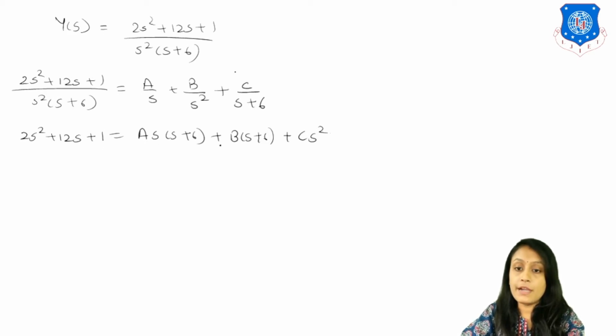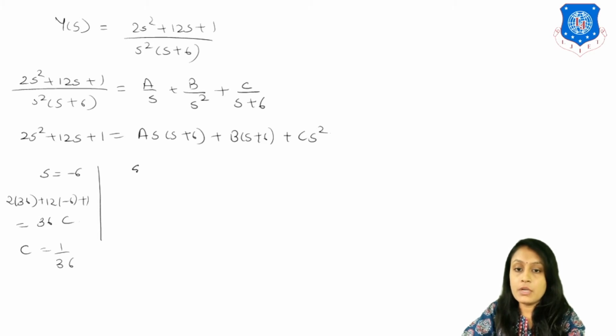Now we know how to find the values of A, B and C. If you substitute s equal to minus 6, these two terms will be gone. From this you will get 2 into 36 plus 12 into minus 6 plus 1 is equal to 36C. On simplification we'll get the answer of C as 1 upon 36.